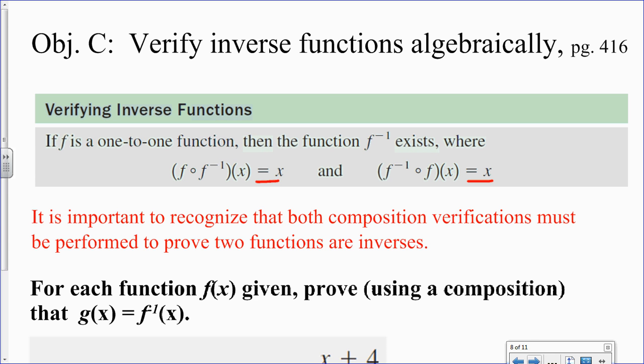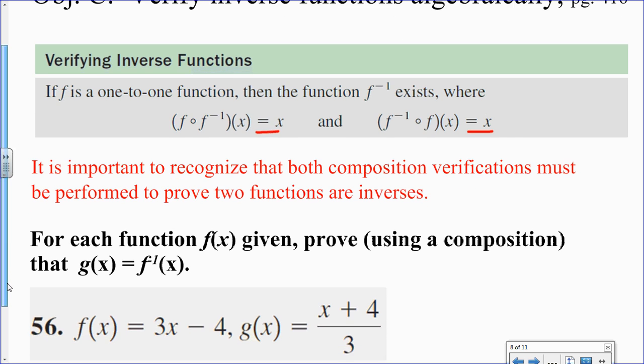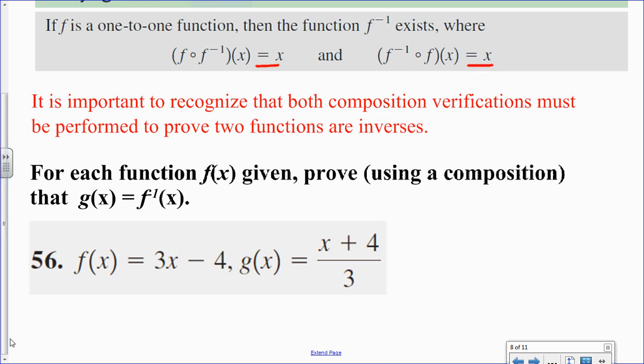You have to do both ways, so it's important to recognize that both composition verifications must be performed. You have to do both directions. y equals x. You have to show the steps, and you have to do correct order of operations. So you have to actually do what's correct when solving.